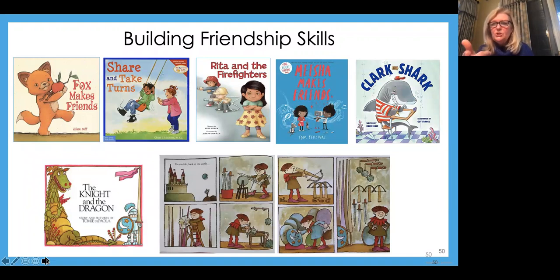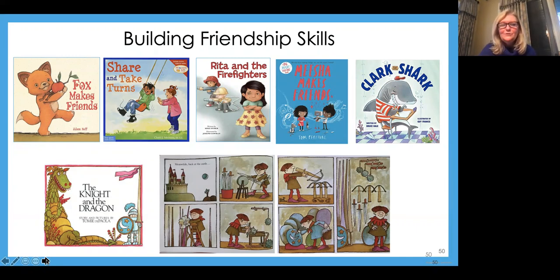And Misha Makes Friends is a newer one, and that's about a little girl who's really good at making things, but one of the things that she has a hard time making is friends. And so it kind of goes through that, and it's just a really nice book. Clark the Shark, of course, rhyming, but Clark's really loud and just kind of takes over everything. And it's kind of how he learns how to bring that in a little.